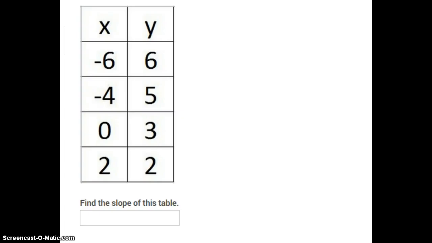All right, next one. Find the slope of this table. The difference between here and here, it subtracts 1. The difference between here and here, I spent a long time proving to you that that's +2. So that's the rise is -1, and the run is +2. So that's -1 over 2.